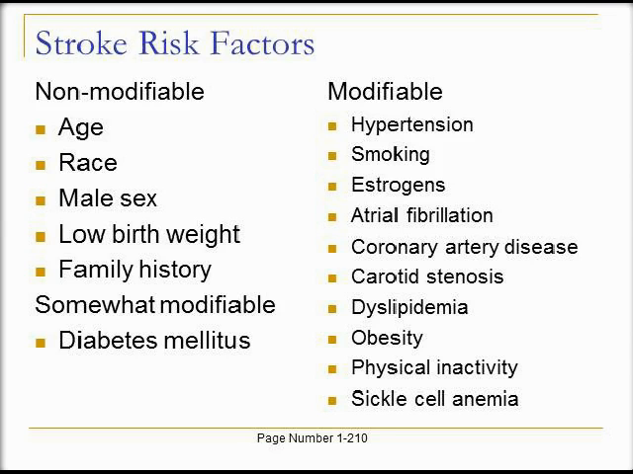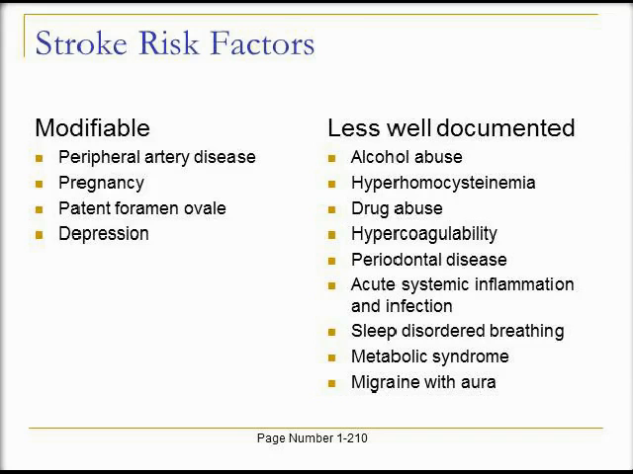And you'll notice all these things have drugs associated with them or are a good place for pharmacists to intervene. So hypertension, smoking, use of hormones, AFib, about 5% per year risk. That's probably the number one risk. Coronary artery disease, carotid stenosis, dyslipidemia, obesity, physical inactivity, sickle cell, peripheral artery disease, pregnancy, patent foramen ovale, depression. Okay, so those are some things that we can change.